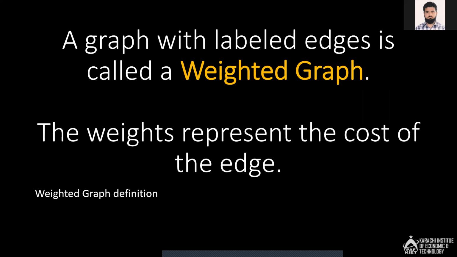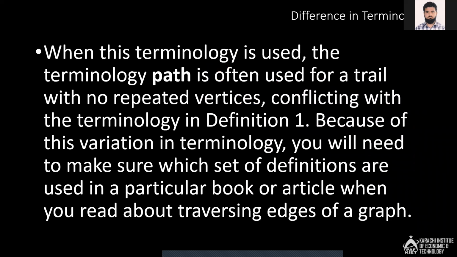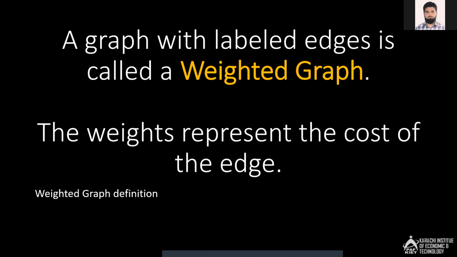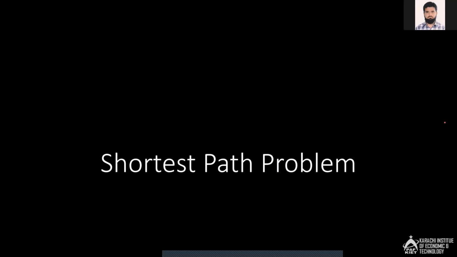So a weighted graph is represented by labeling the edges with a number. And this is exactly what we saw when we started this chapter, and we saw an example of the graph. So in the next sessions, we will see what the shortest path problem is and discuss more upon that.